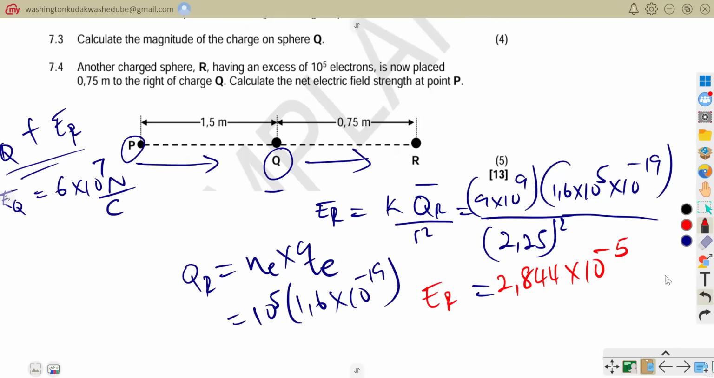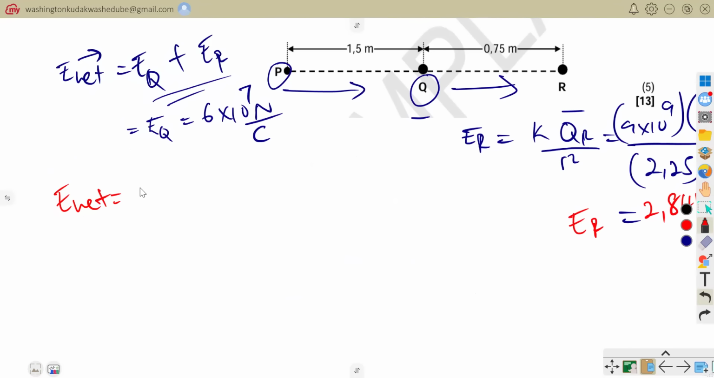Now if that is the case, I now need to add these two. So I would come here and say E net. I would rub this because I've used this one. So E net will now be equal to that of E_K, which is 6 times 10 to the power 7 plus 2.844 times 10 to the power negative 5.